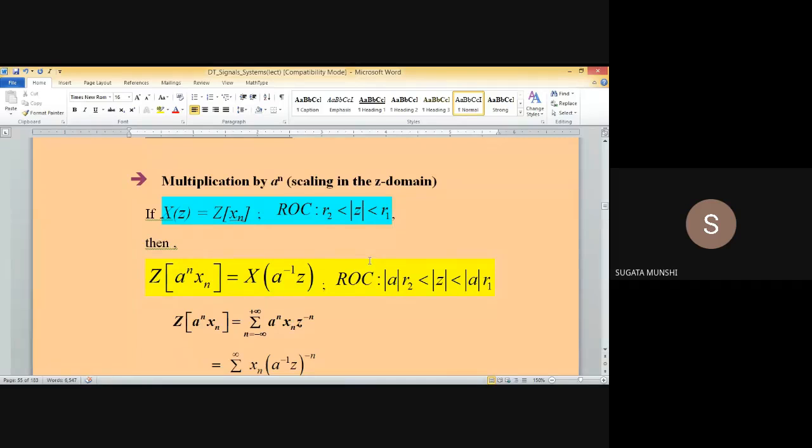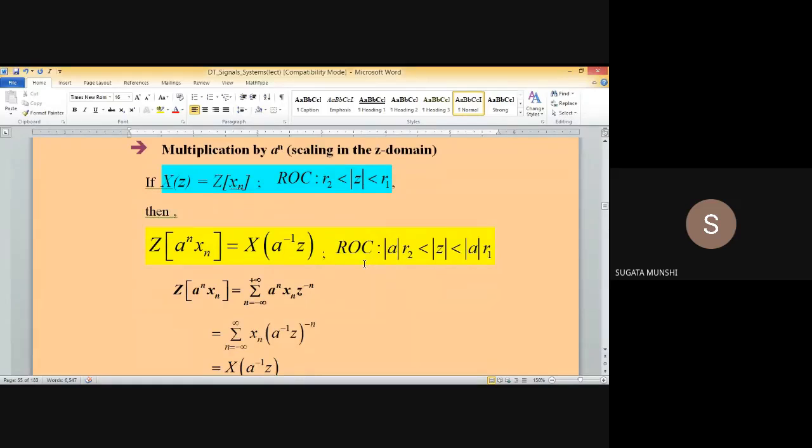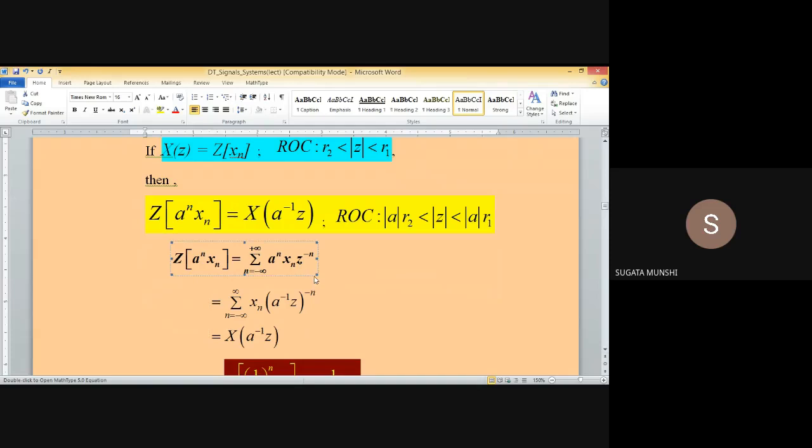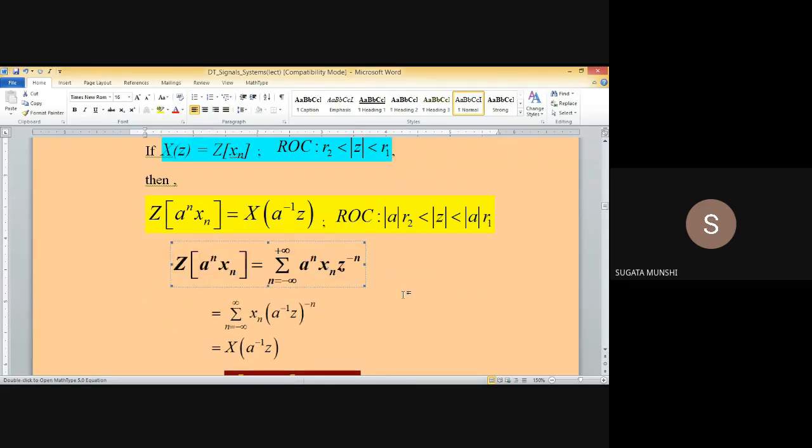Now here I have given the proof of this property. Start from the basic expression for the Z transform of a to the power n x[n]. So that is the basic expression for the bilateral Z transform: summation of a to the power n x[n] times z to the power minus n. Now here you club a to the power n and z to the power minus n together. So you can express it as a to the power minus 1 into z, that product raised to the power minus n. Now if it were summation x[n] z to the power minus n, it would have been X(z). But here in place of z, you have a to the power minus 1 into z. So it is X(z) with z replaced by a to the power minus 1 into z.